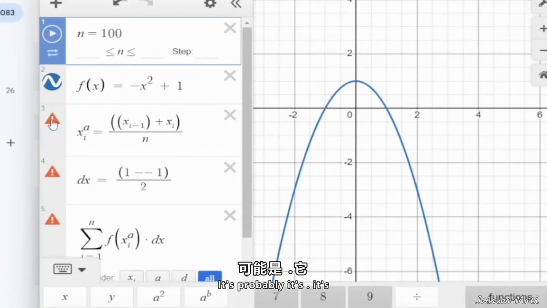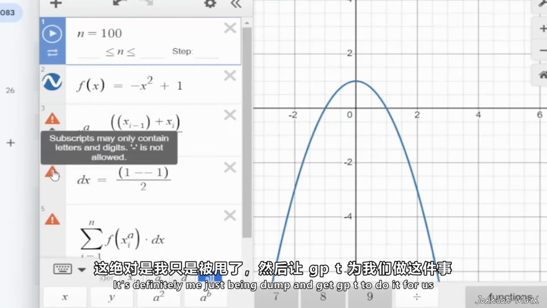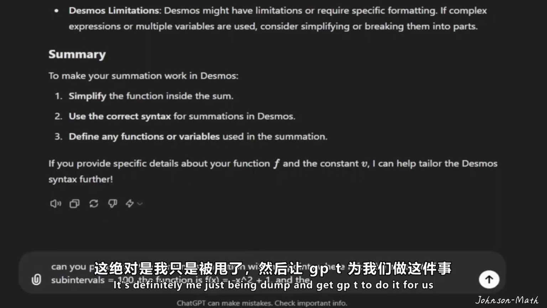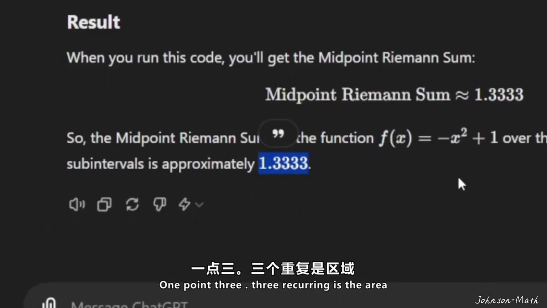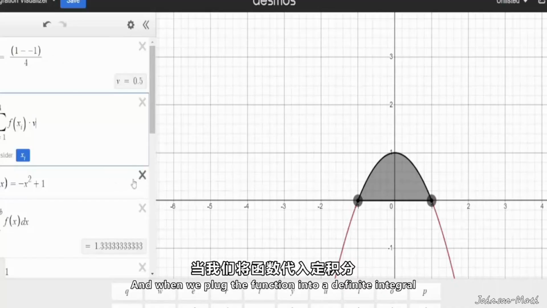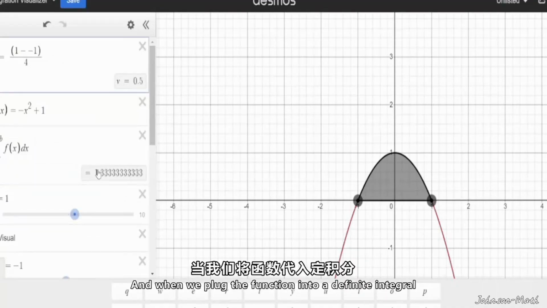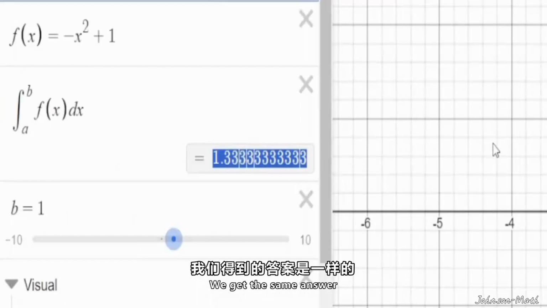It's definitely me just being dumb. And get GPT to do it for us. And what do you know? 1.33 recurring is the area, and when we plug the function into a definite integral, we get the same answer.